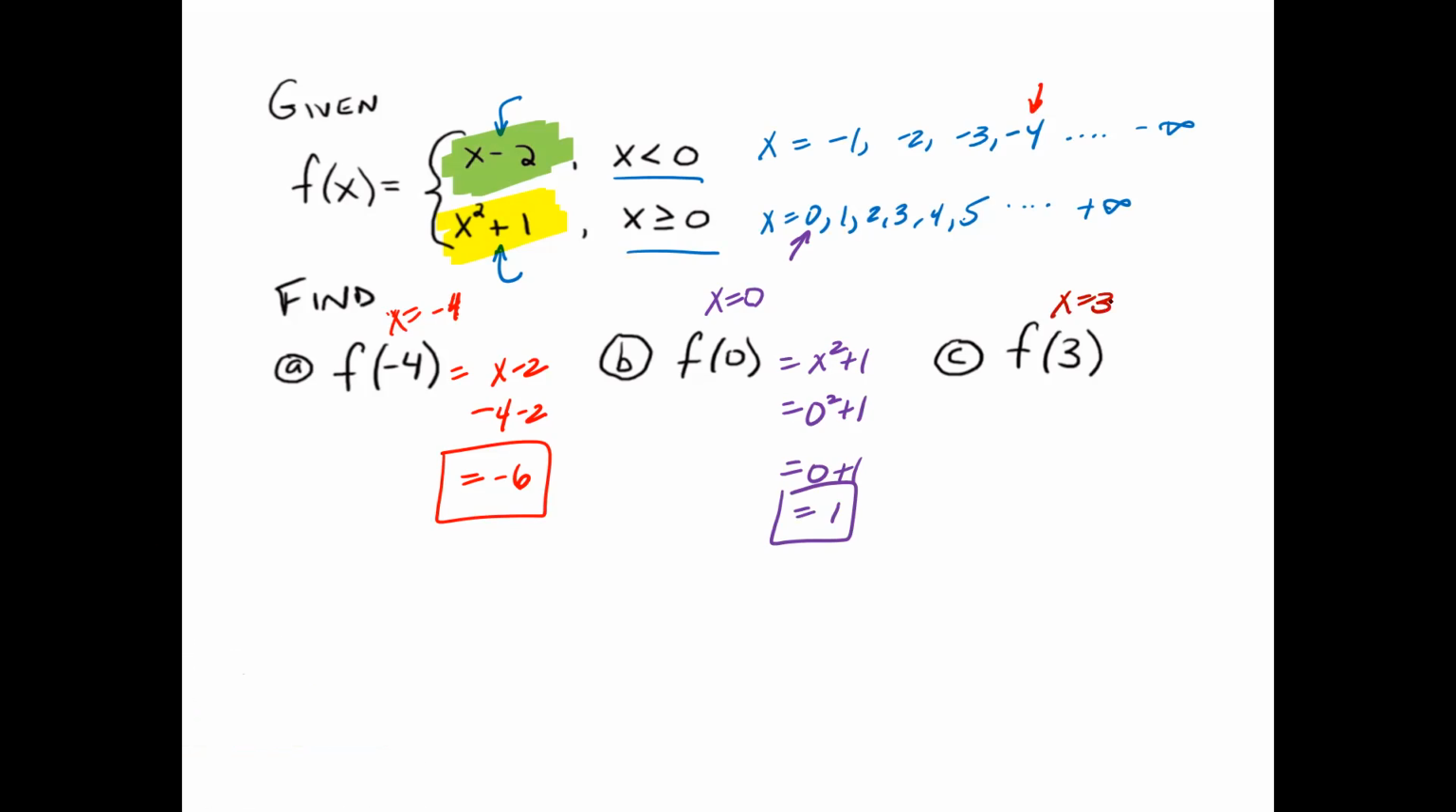X is equal to 3. So will you be using the green equation or the yellow equation? Well, given the fact that 3 is right there in the second equation, you probably use the x squared plus 1 equation, which is 3 squared plus 1. 3 times 3 is a 9. So your answer is going to give you a 10.